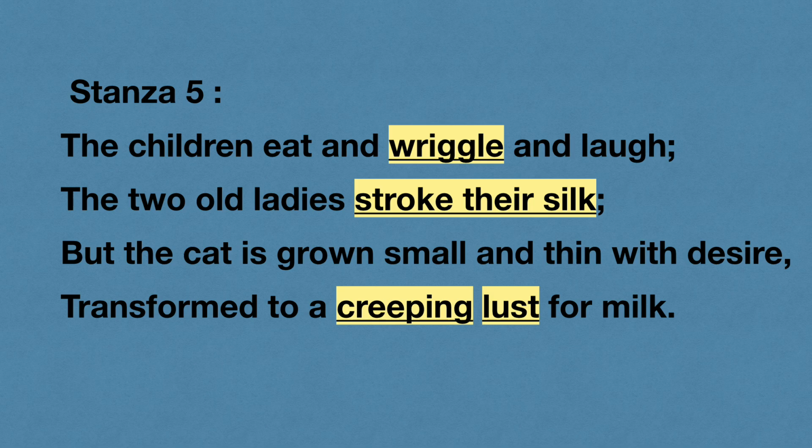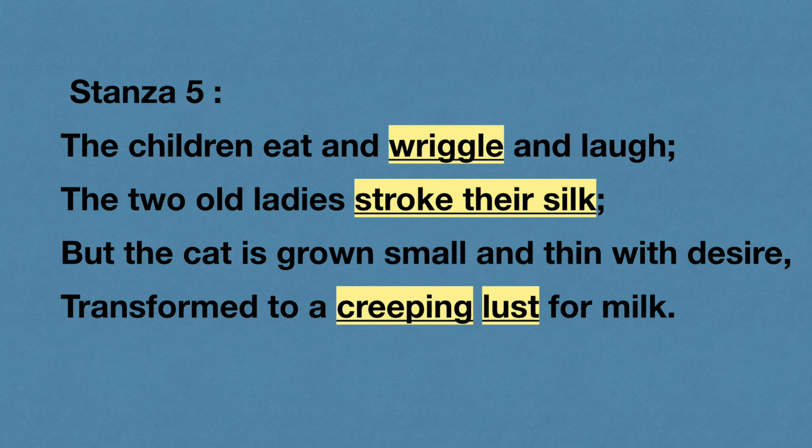Stanza 5. The children eat and wriggle and laugh. The two old ladies stroke their silk, but the cat is grown small and thin with desire, transformed to a creeping lust for milk. Wriggle means to move about. Stroke their silk means adjust their silk clothes. Creeping means move forward slowly. And lust means a very strong desire.